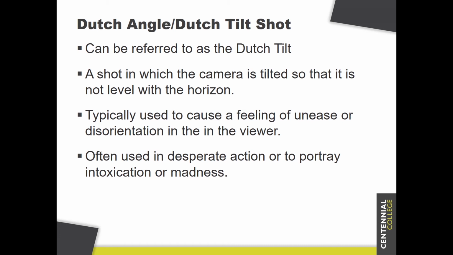And the difference between this shot and the others is it's not really referring to the angle at which we are viewing our subject. Instead, it's referring to the angle at which we view the horizon. And with the Dutch angle or the Dutch tilt shot, the horizon is tilted. It's not level. And this tilting of the horizon often causes us to feel uneasy about what we're seeing.